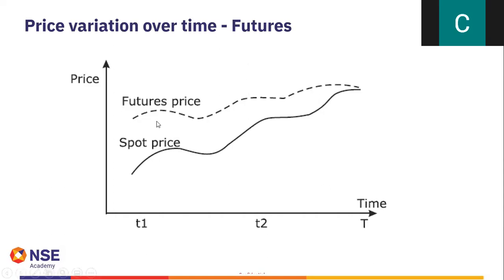Okay. So on the expiry, both the prices will merge. There will be only one closing price, which is nothing but the closing price of the spot market, and the final settlement will happen at that particular price only.